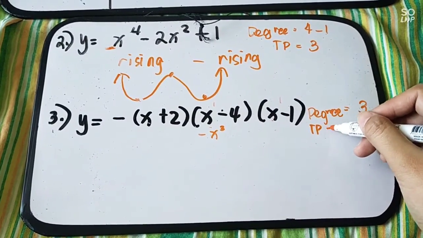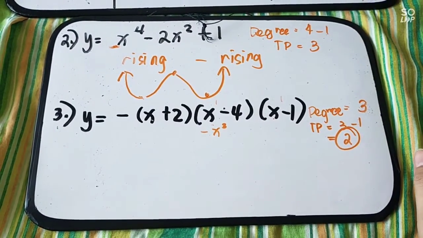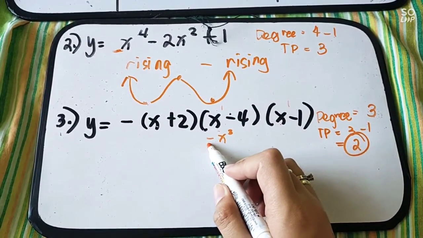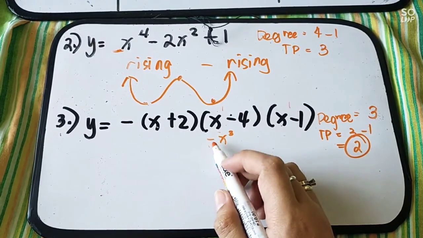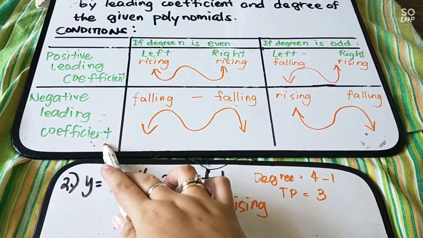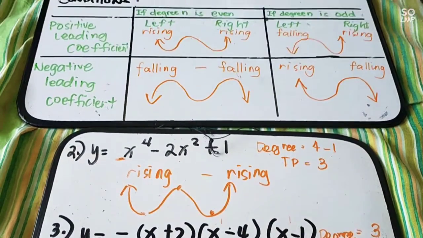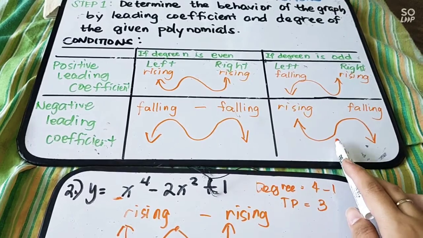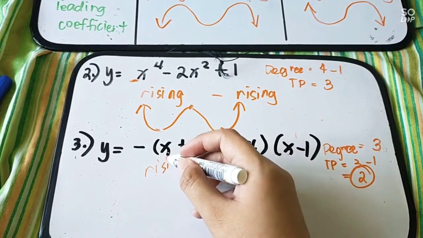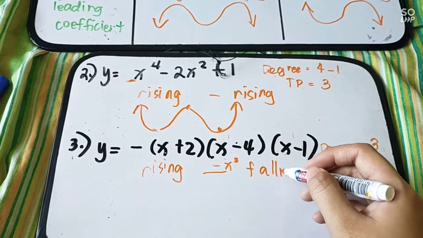Okay, so for us to find the turning point, we have 3 minus 1. Ang ating turning point, we have here 2. Is it clear? Yun na yan. Now, since we have here a negative ang ating leading coefficient, then we have here odd. Balik ulit tayo dito. Negative ang leading coefficient, then ang kanyang degree is odd. So, negative, then odd. So, therefore, ganito ang ating magiging behavior. So, we have rising to the left, and then we have falling to the right.